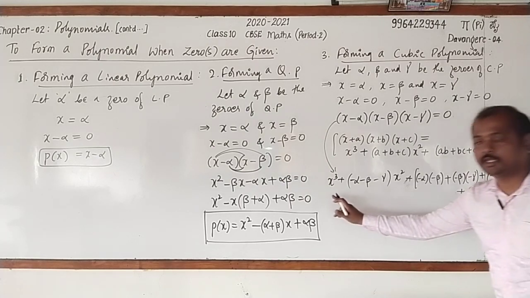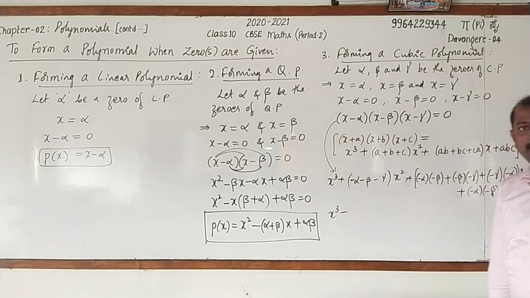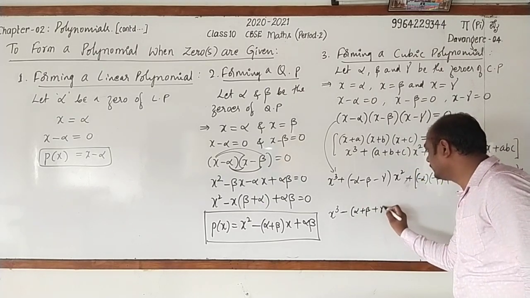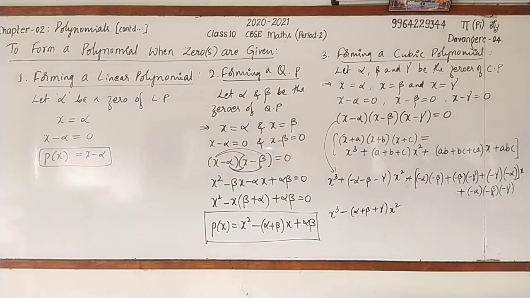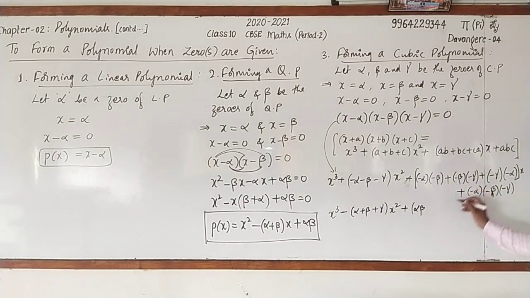Next, here I'll write x cube. Here you can take out minus as common factor. On taking minus as common factor, you will get alpha plus beta plus gamma into x square. Next, plus, observe this one. Here, minus alpha into minus beta, minus into minus is plus, alpha beta. Here also, beta gamma, and gamma alpha. Got it? Into x. Then here also, minus alpha into minus beta into minus gamma is there.